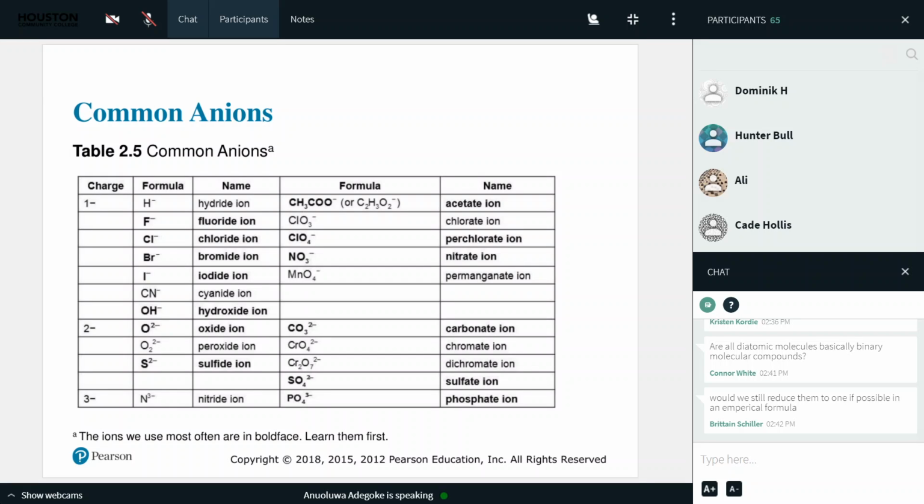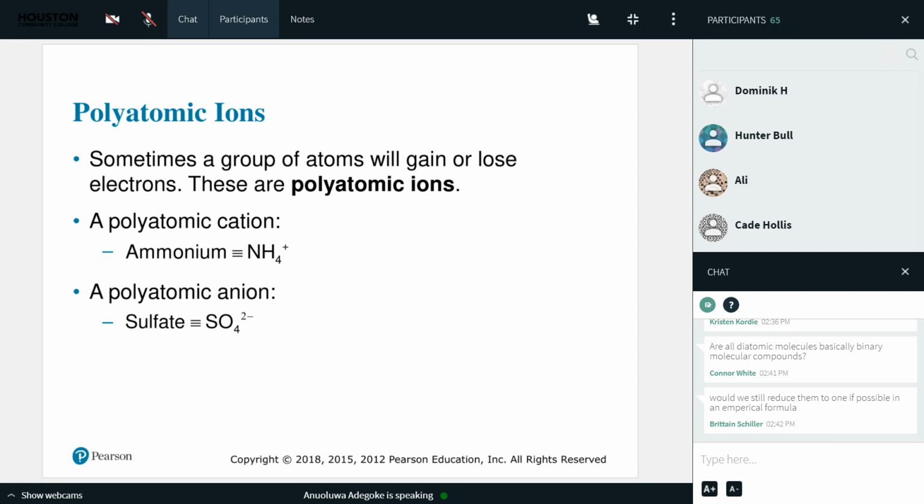Now these are the polyatomic ions that you will need to memorize for the exam. And again, you don't need to memorize them if you follow the pattern that is given in the book. So these are the polyatomic ions that we really need to know. The only polyatomic ion in the context of this chapter that is positively charged is the ammonium ion.